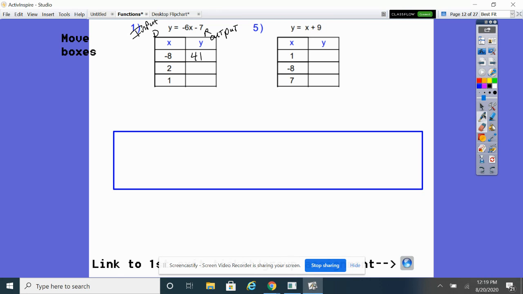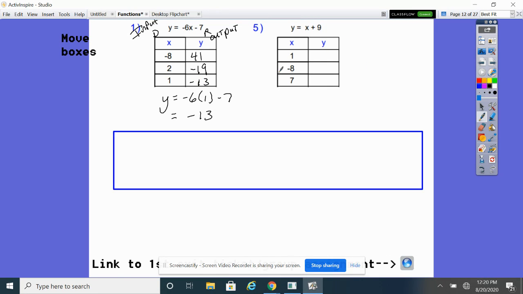Let's do it again for 2. The idea is you're going to say y equals negative 6 times 2. You're plugging in the 2, minus 7 is equal to negative 12 minus 7, which is equal to negative 19. So given the input is 2, the output is negative 19. And if we plug a 1 in there, y equals negative 6 times 1. Notice the inputs go in parentheses. Minus 7. That would be negative 6 minus 7, which is equal to negative 13.